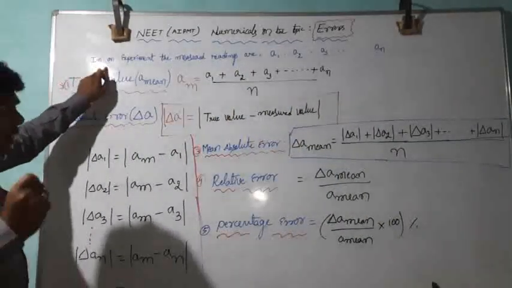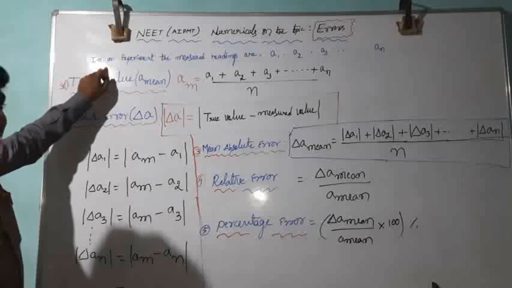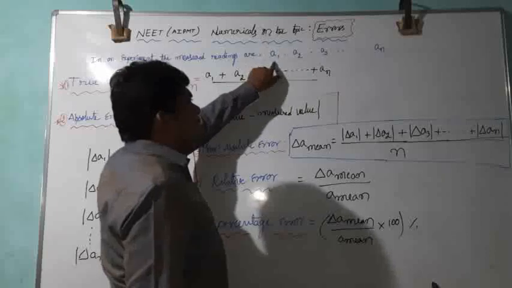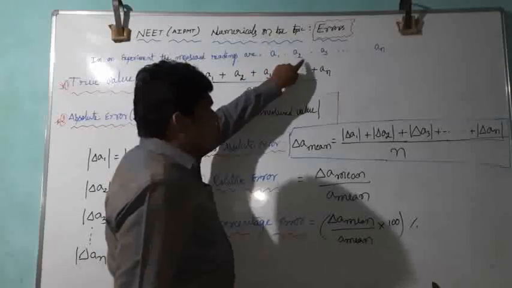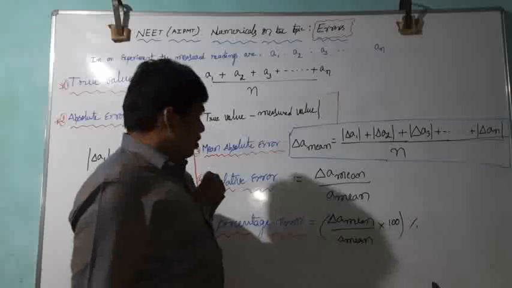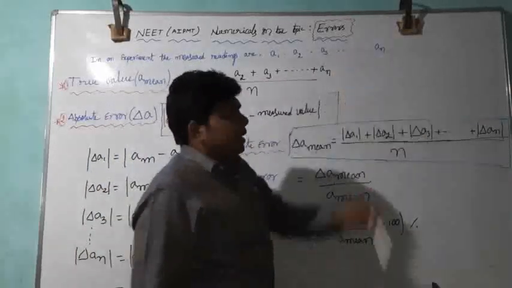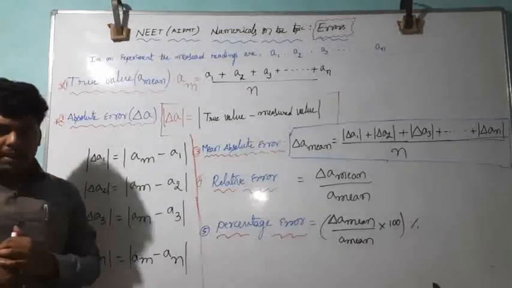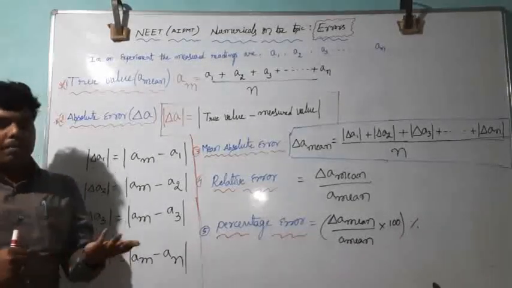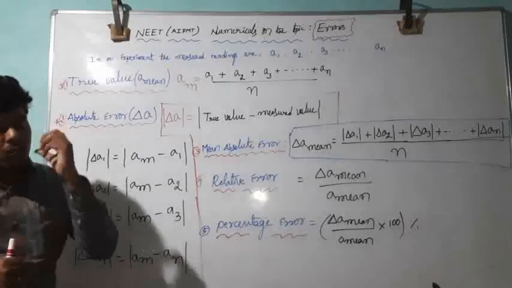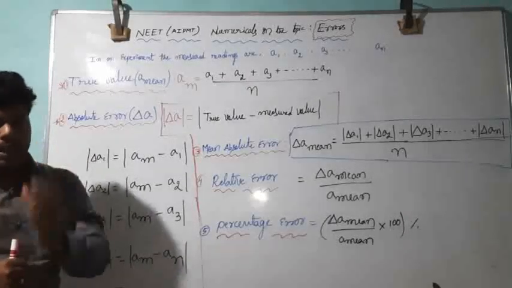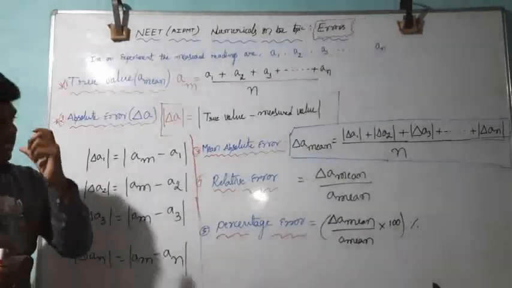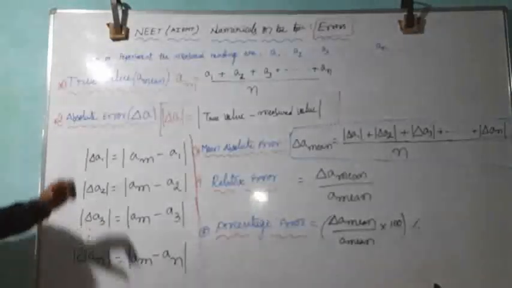While finding any physical quantity of any device, we are going to get different readings. The first reading is A1, second reading is A2, third reading is A3, nth reading is An. Now, what is the error occurred in that physical quantity? That may be due to personal error, that may be due to instrumental error. Due to any one of the reasons, we may get the error. How to determine that error? To determine the error in that physical quantity, we have to follow some formulas.